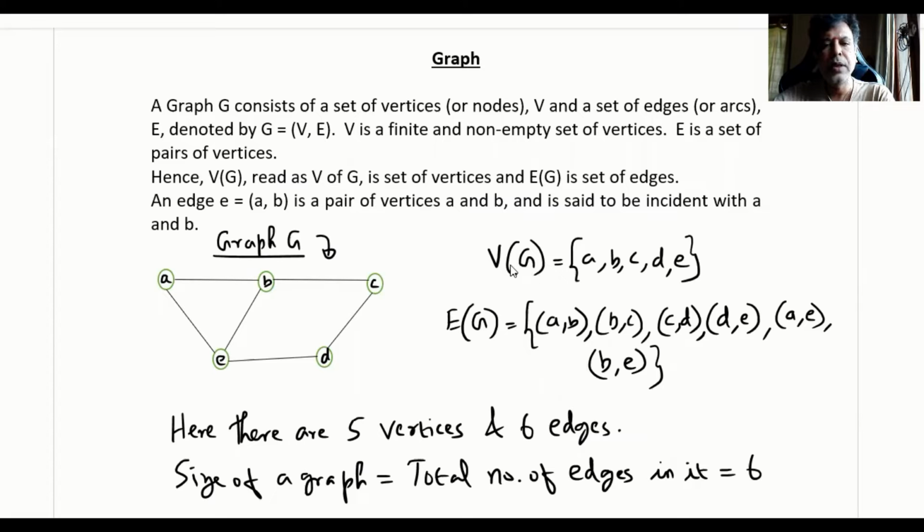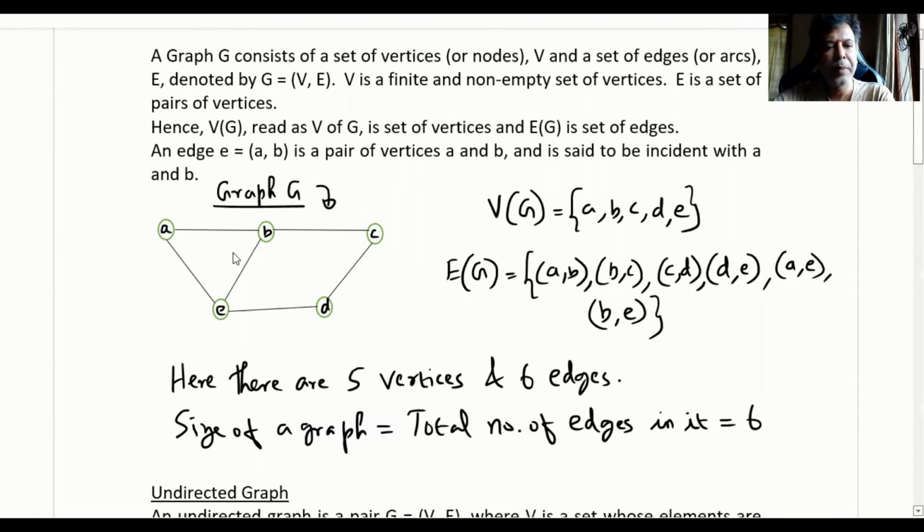B. V of G, that is the vertices set, is A, B, C, D, E in this graph. E of G is whatever edges are present in this. One is AB, so you write it as A comma B, then B comma C, C comma D, D comma E, A comma E, and then B comma E. So there are totally 6 edges in this. That means this particular graph has got 5 vertices and 6 edges.